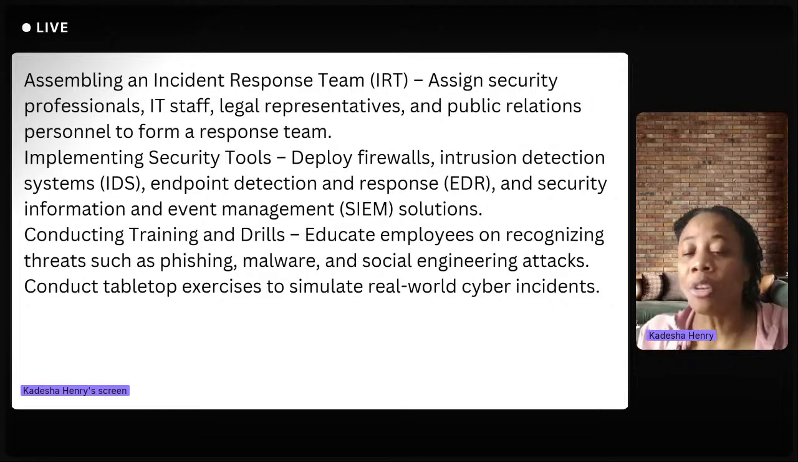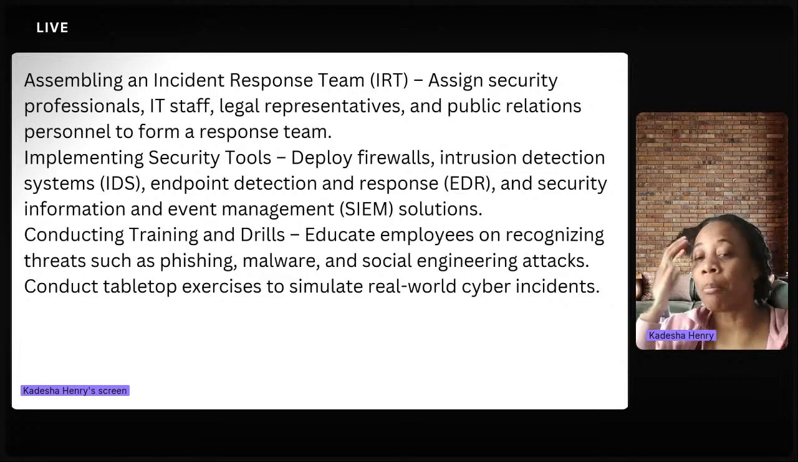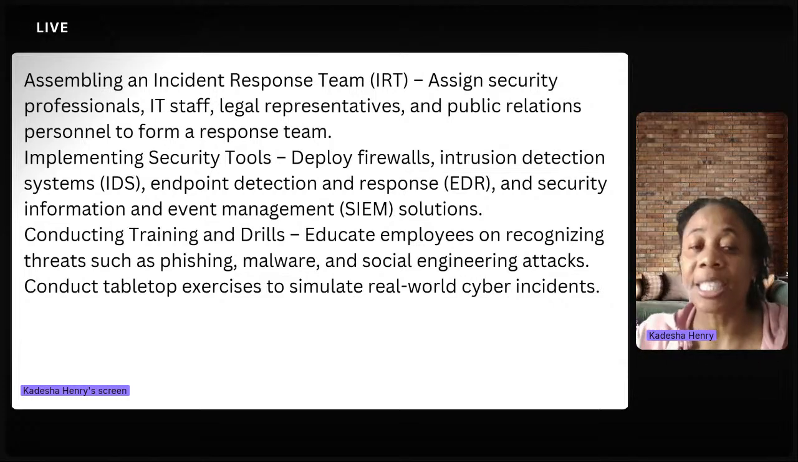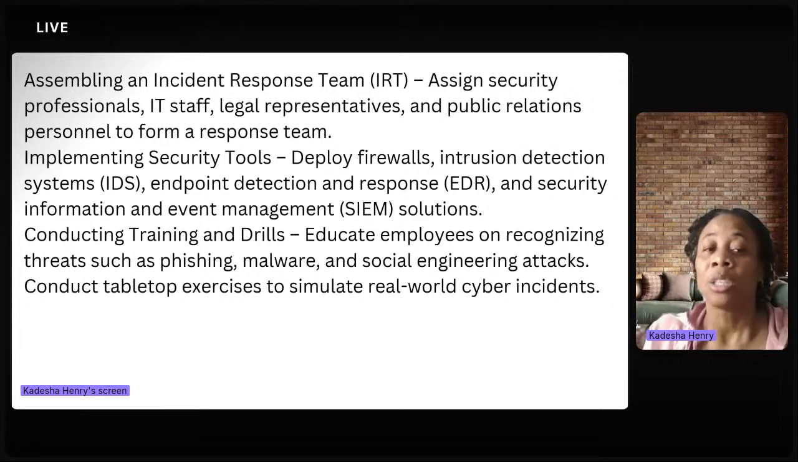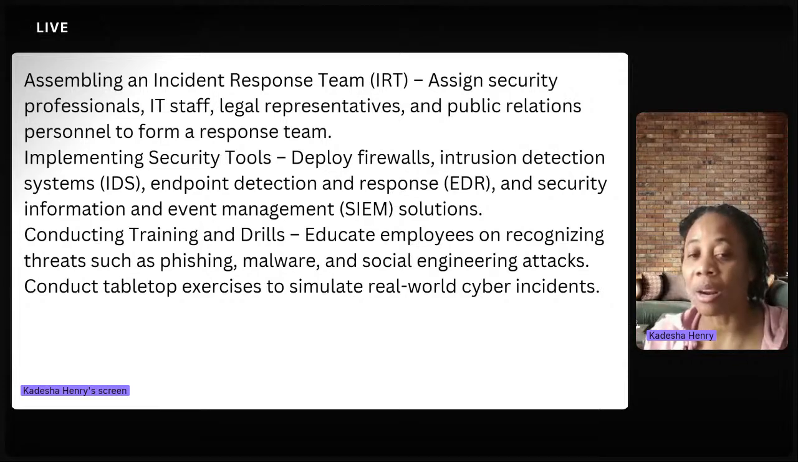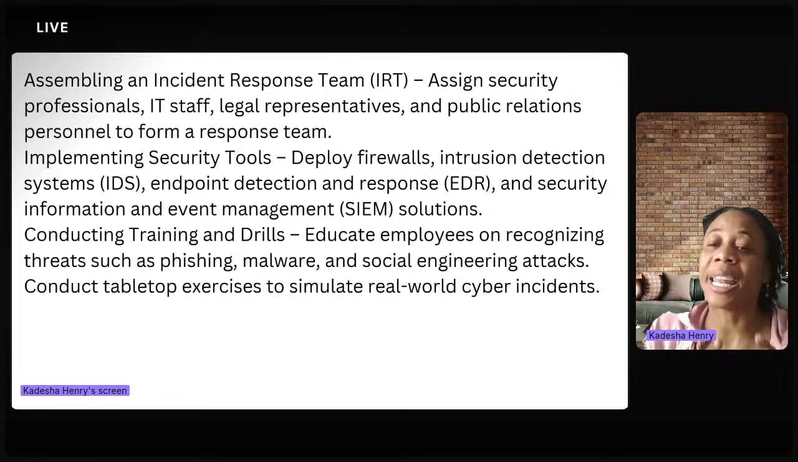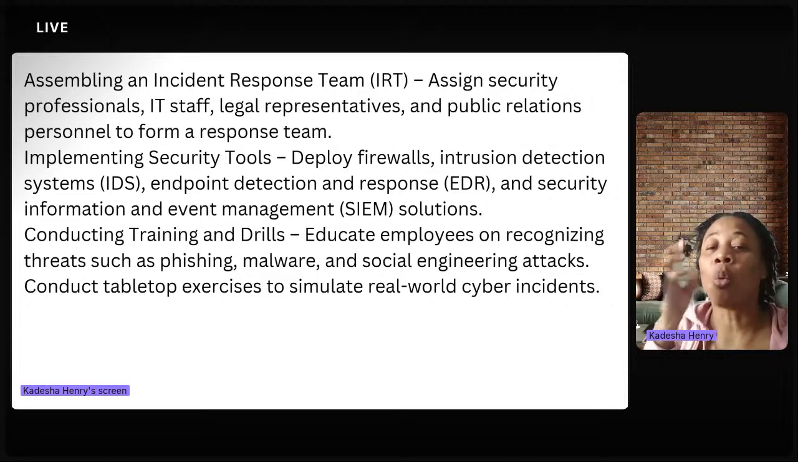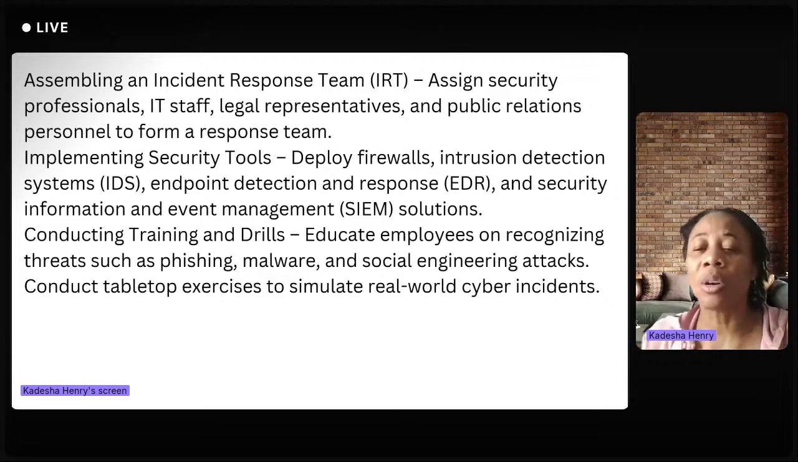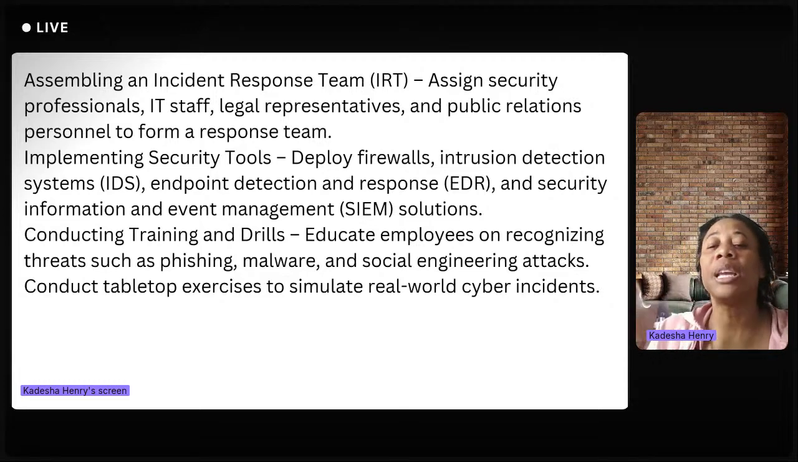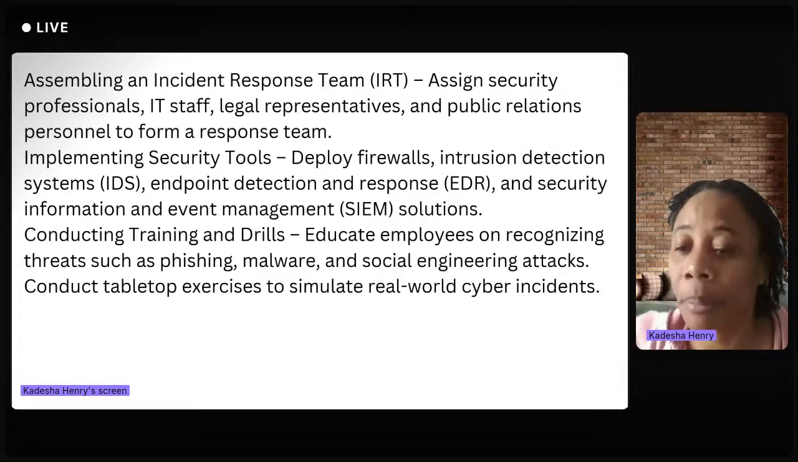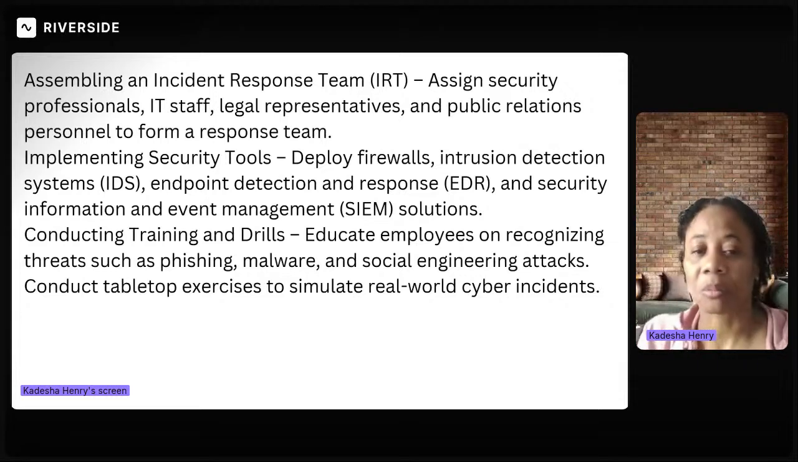Here, conducting training and drilling. Who is going to do that? Educating employees on recognizing threats, phishing, and malware. All of this in the preparation phase, we have to make sure that they are trained, that they know what to do, who is a part, who is responsible, what are the tools we're going to use, how are they going to be implemented. All of these must take place in the preparation phase.